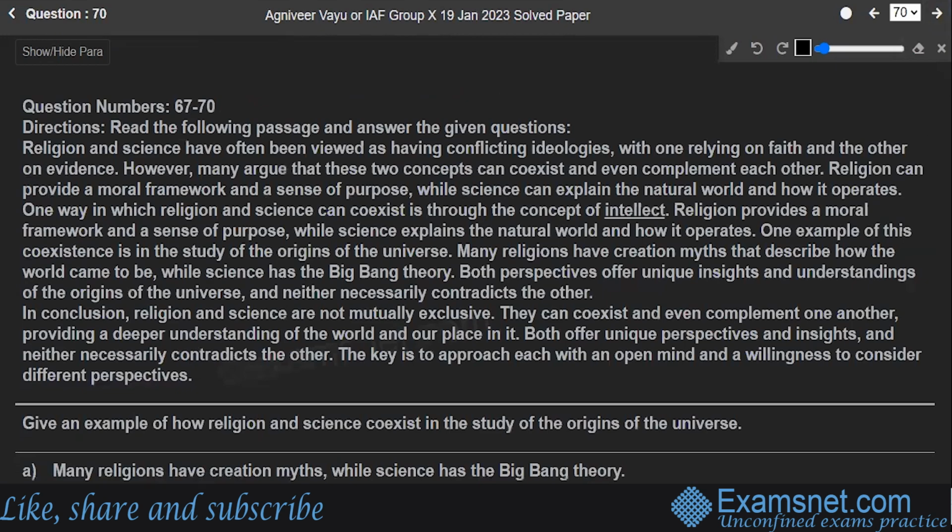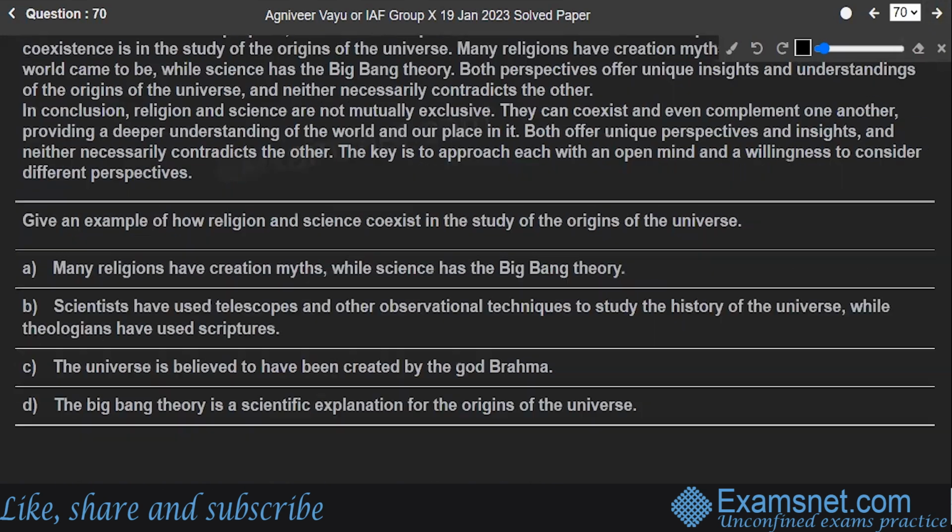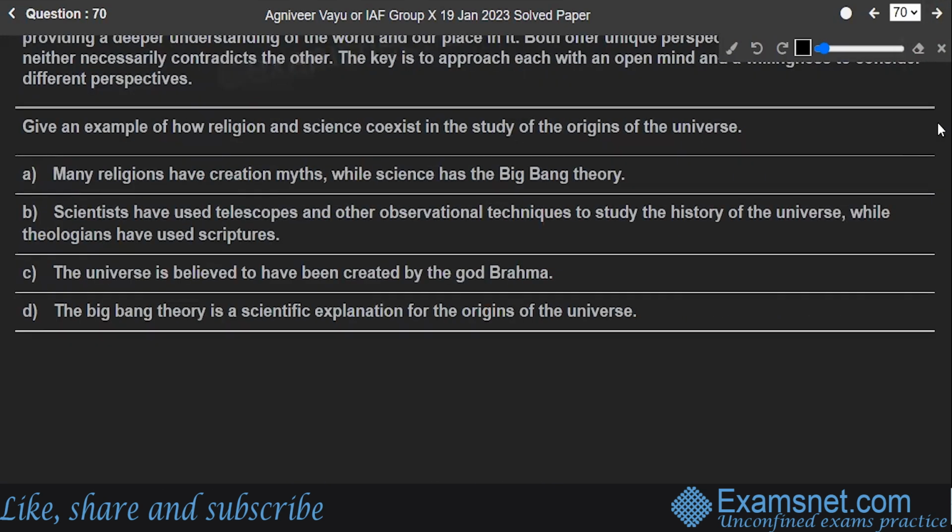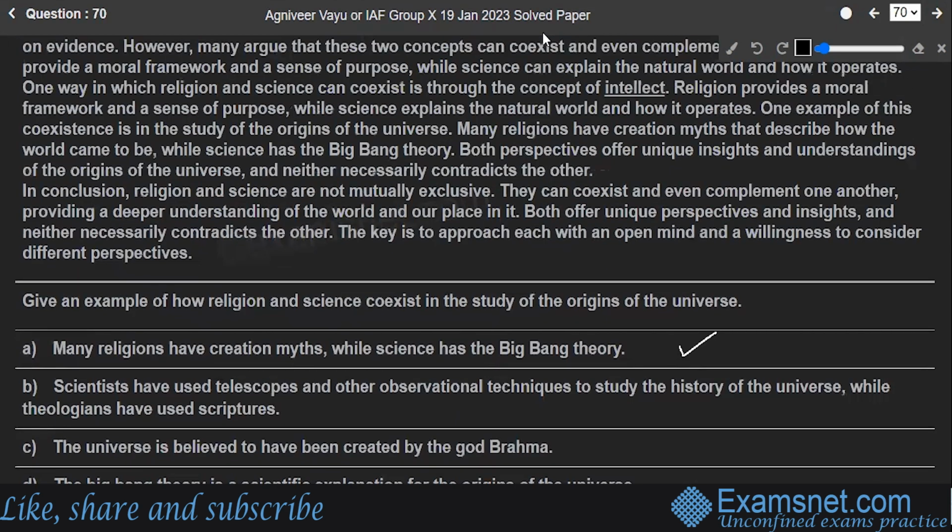Now, students, with that, let's move to the last question of this paper. Question number 70. Give an example of how religion and science coexist in the study of the origins of the universe. Is it like many religions have creation myths while science has a Big Bang theory? I think we read this in the paragraph itself. It was somewhere over here. So many religions have creation myths that describe how the world came to be, while science has the Big Bang theory. I think we got our answer already.